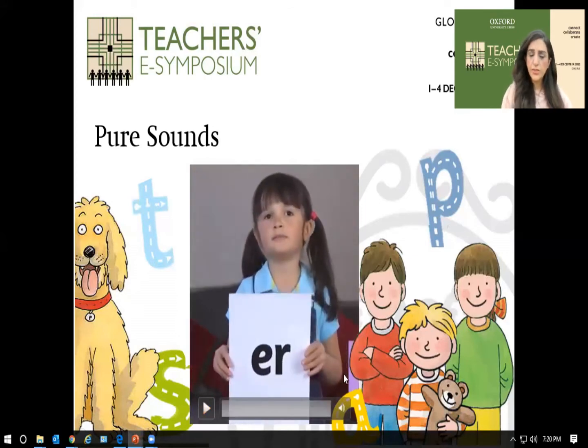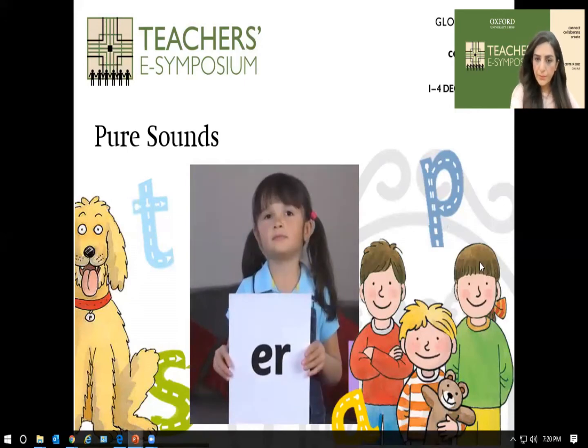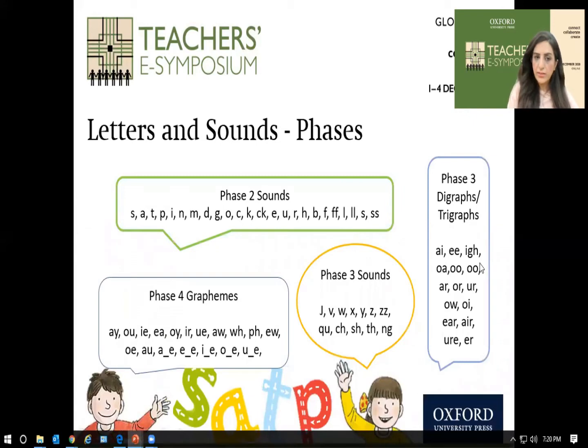So all of these sounds need to be taught explicitly through the direct teaching method. So you first teach the sounds, then have students and model how to say these sounds and model how to blend these sounds. So this is how these letters and sounds are taught.